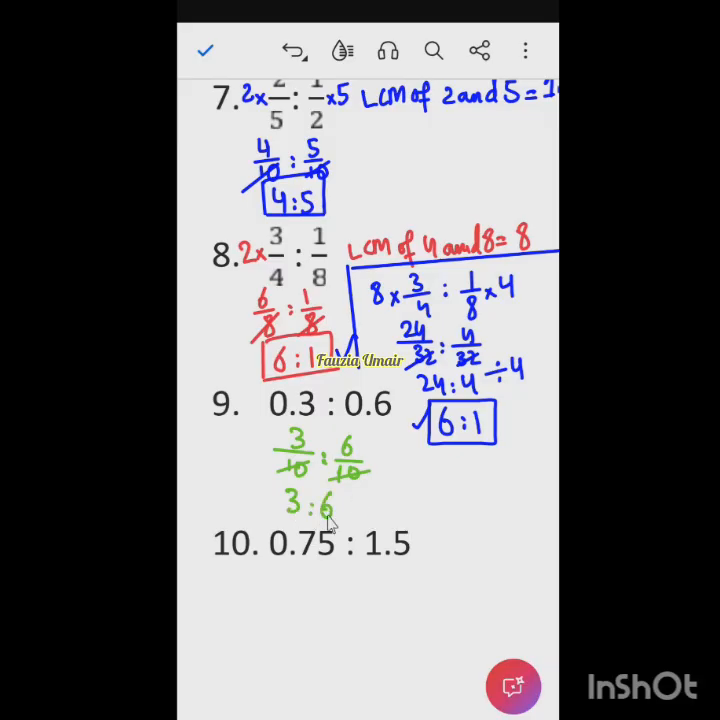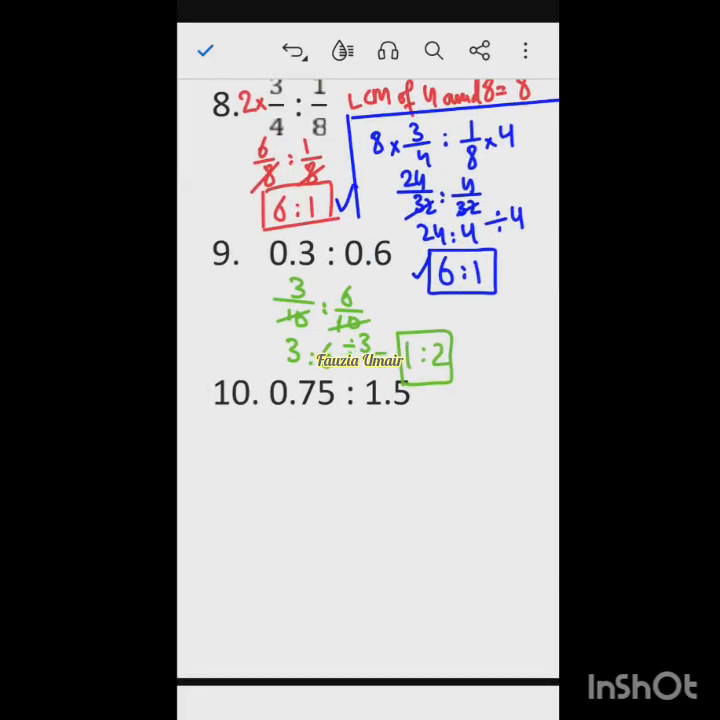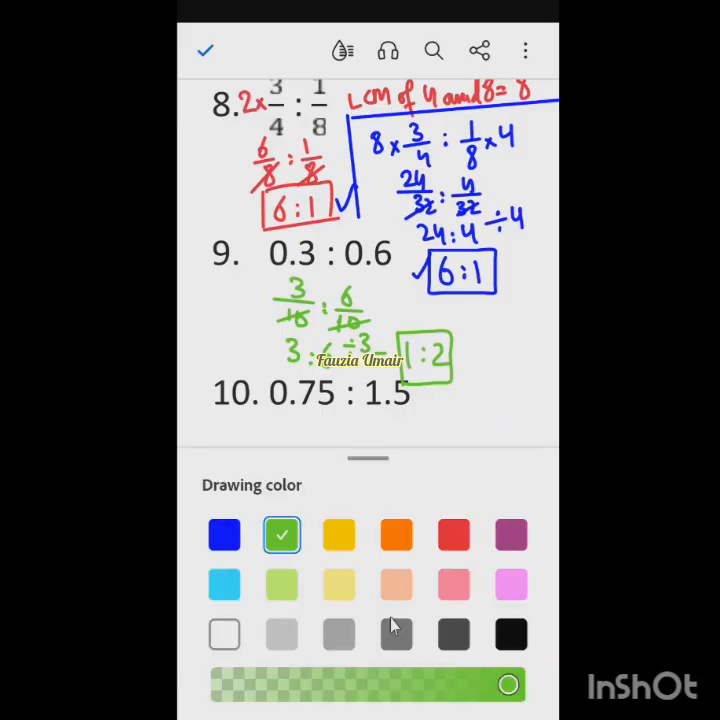And what can we do further? It can be divided further with which number? With 3. Very good. So the answer would be 1 ratio 2. Very good, very good. Okay? So any question till this point? Anything you cannot understand? No, ma'am. No question. Very good.